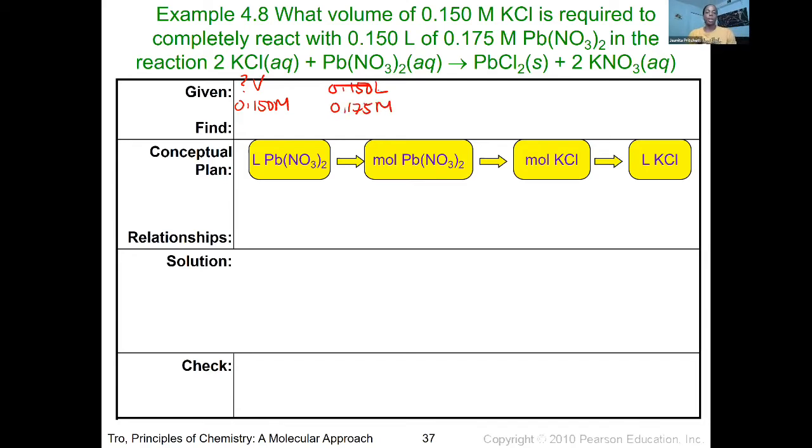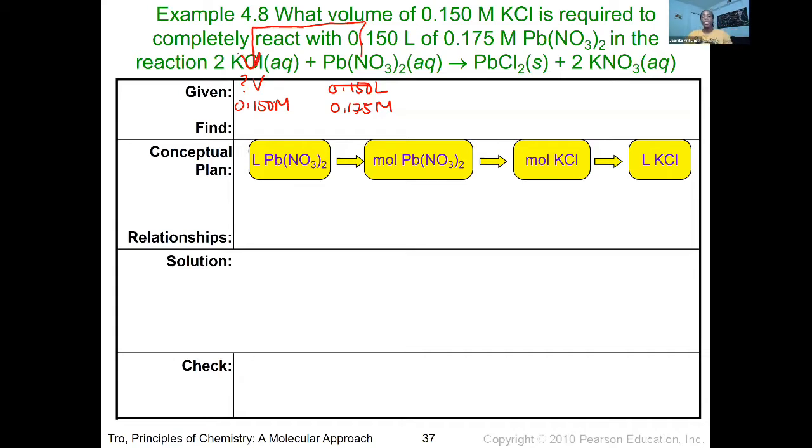nitrate. In this case, we want to take the information we know about one reactant to help us predict information about the other reactant. So on our bridge, the only place that we can start and find moles at this point is from the lead nitrate. We're going to start with that and connect our bridge backwards, okay?